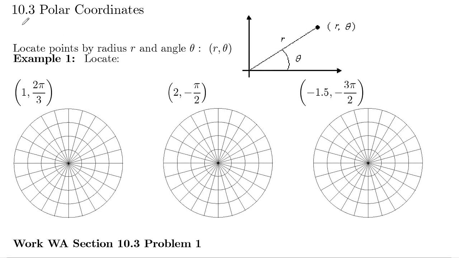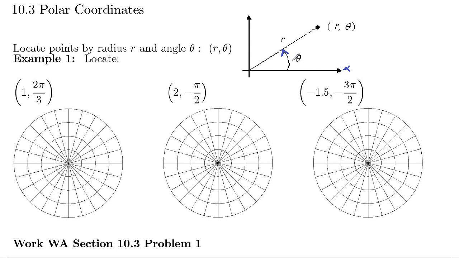So in section 10.3 here, we are going to start looking at polar coordinates. Polar coordinates, you can actually think of them as parametric coordinates with two parameters, but a lot of times that's not the most helpful way to think about them. In polar coordinates, you locate points by specifying a radial distance from the origin here, and then theta is going to be a counterclockwise angle from the positive x-axis.